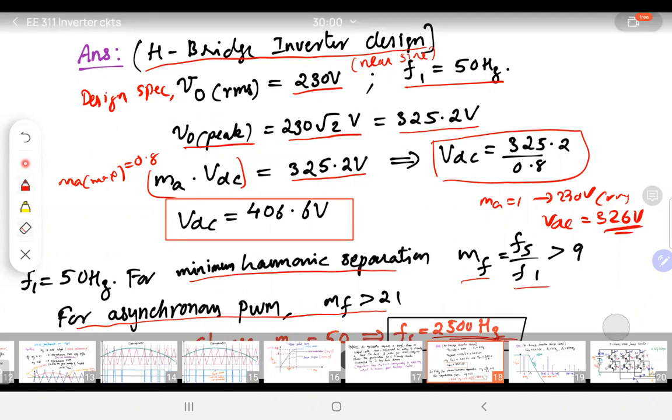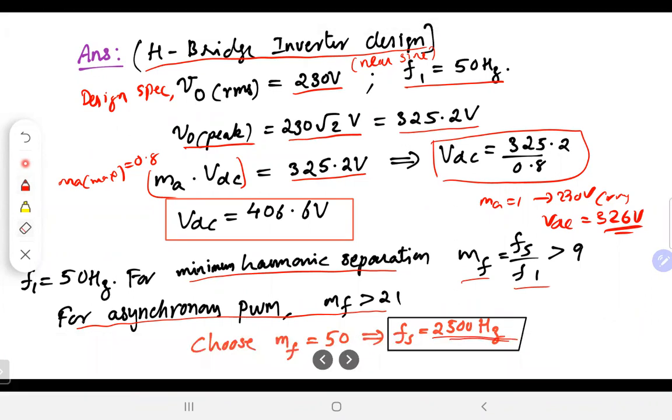Now we would use synchronous PWM and very low MF if you have very high power, because at higher power you would lose a lot of energy in the switching, and therefore you want to keep the switching frequency lower. Whereas in a home inverter, typically you will be using about 10 kilohertz or 20 kilohertz. Home inverters, that's the frequency we would use.